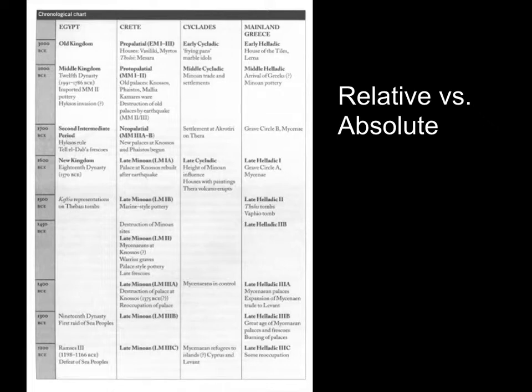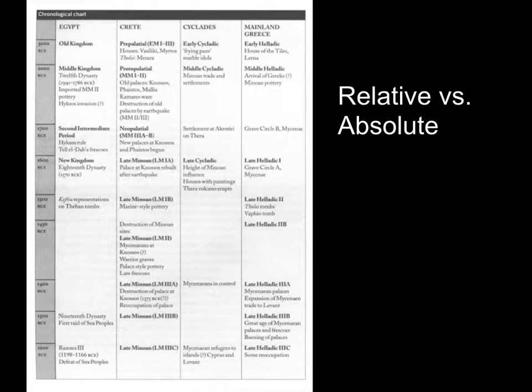Now this is a chronological chart, and I know it's very small, you can't see very much of it, just to give you an idea of what we're talking about. When Egypt is in the Old Kingdom, in Crete we have what's called the Proto-Palatial, in the Cyclades we have the Early Cycladic, and on the mainland we have the Early Helladic. You'll see very quickly that there is nothing even close in comparison to the grandeur of the Old Kingdom pyramids happening in Greece during this time. So Greece will take a little bit more time to develop.